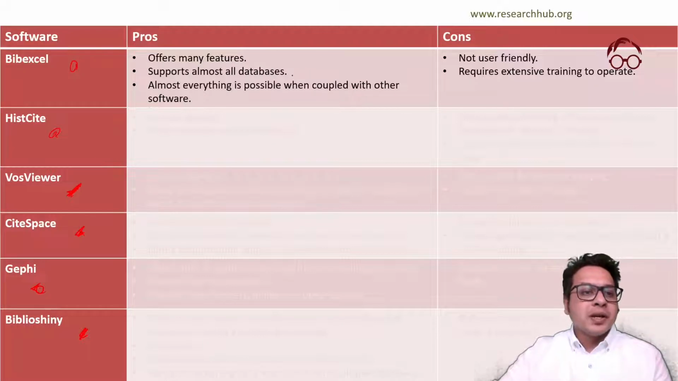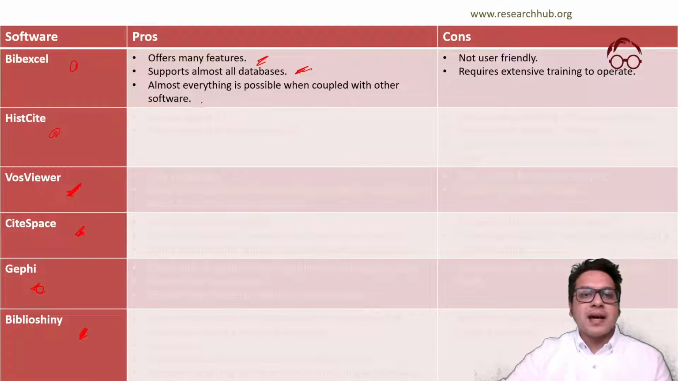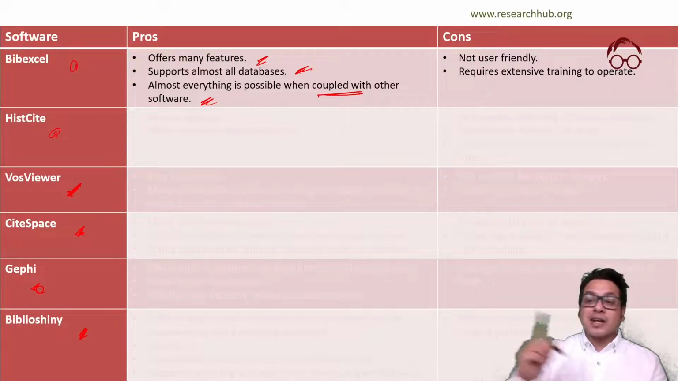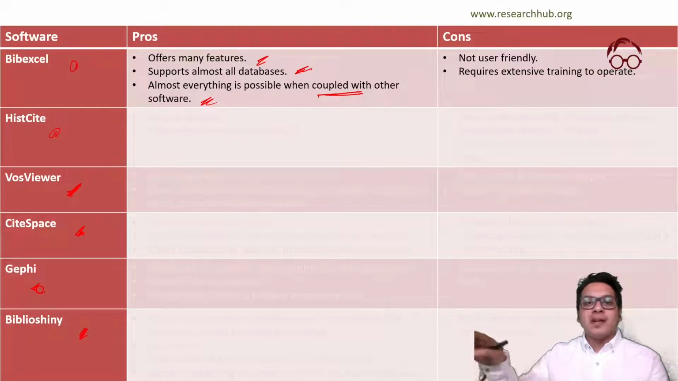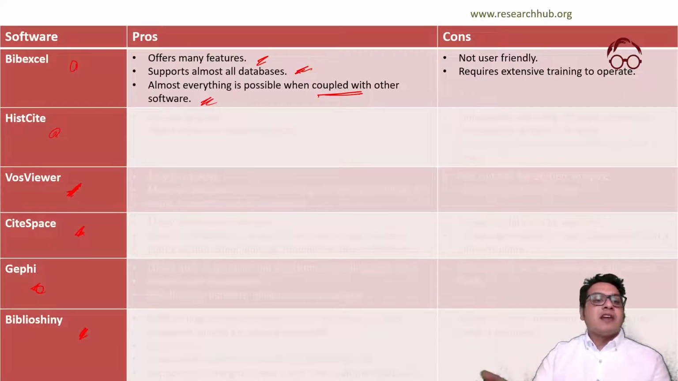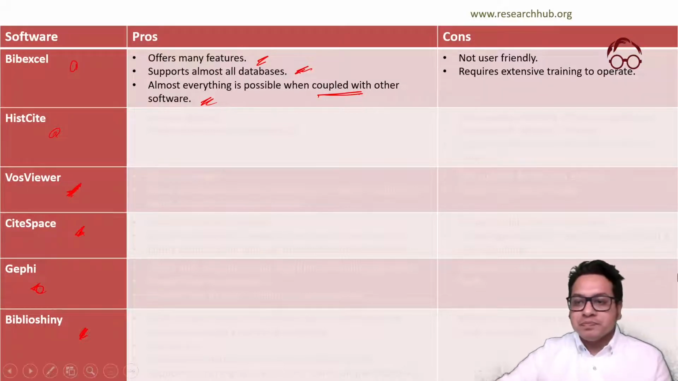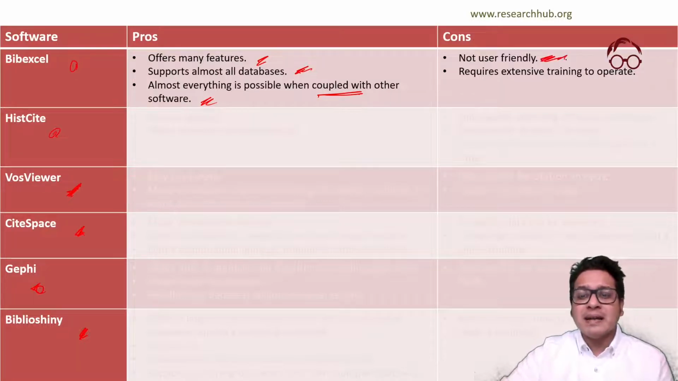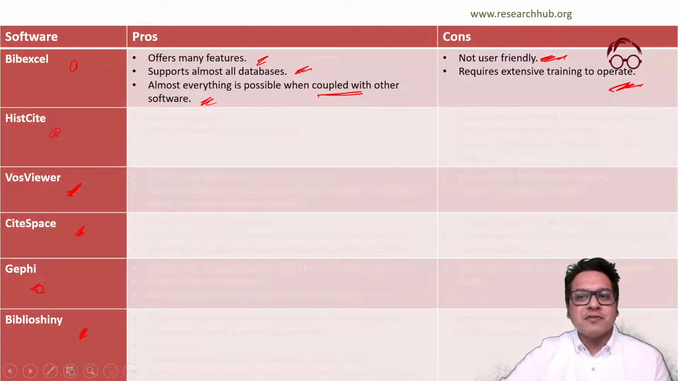Okay, so here let's first focus on BibExcel. What are the pros here? It offers many features, supports almost all databases, and everything is possible when coupled with another software. But it's kind of a limitation that you have to couple it with another software. When it comes to network analysis and visualization, you have to use some of the other softwares. It's not user friendly. It really needs extensive training to learn. So we are not really recommending this software to use.